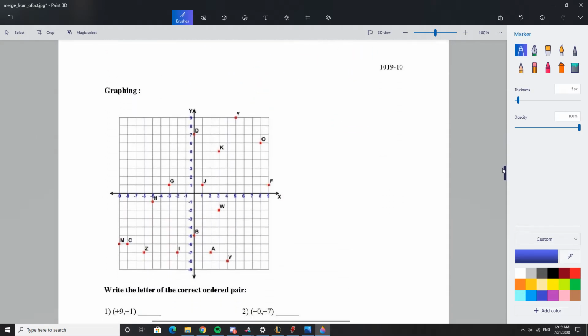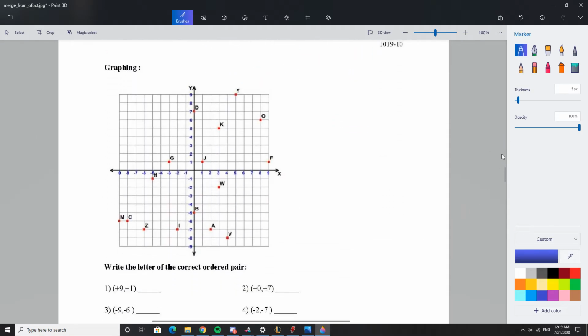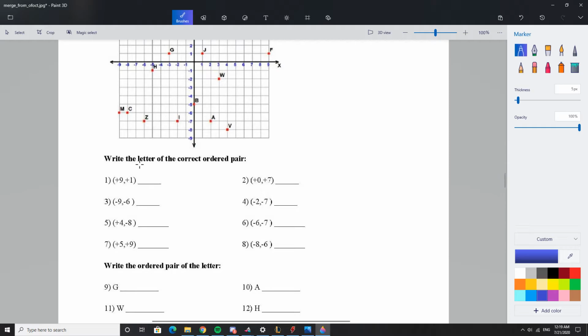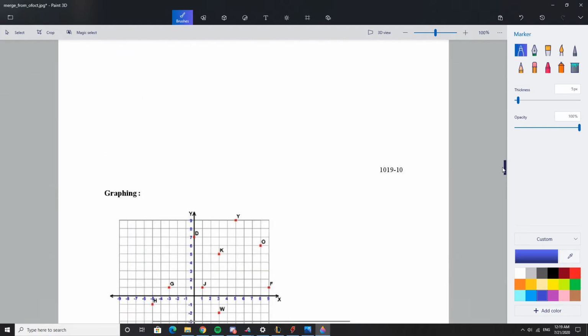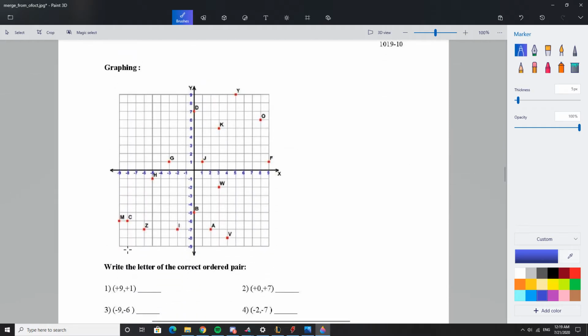Now moving on. Graphing. I'll do like 4 of them for you guys. So for graphing, it's basically x, y for your coordinates. All of your coordinates are x, y. And x is this line, and this is y. So the way you want to do this is you want to go x first and y second.